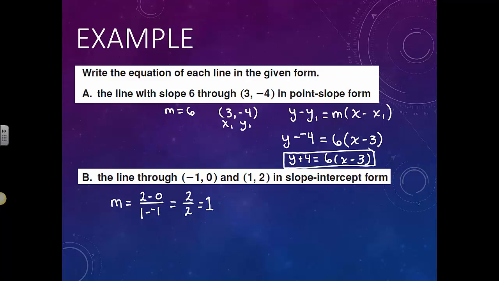Now, just to illustrate this, I'm going to start in point-slope form and then change it to slope-intercept form. You don't have to do that, but that's the way I like to do it. So I'm going to choose one of my points.